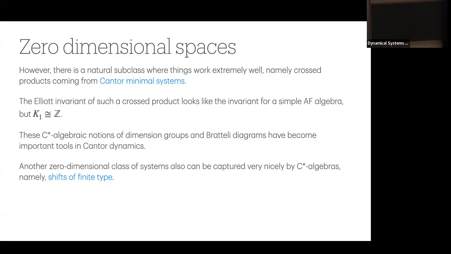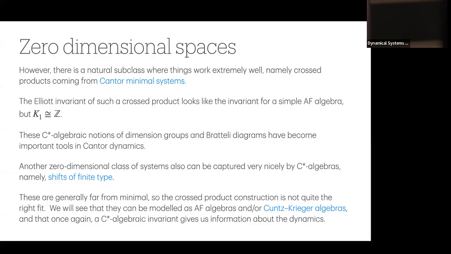So I've been talking mostly about minimal systems, but another zero-dimensional class of systems that can also be captured very nicely by C-star algebras are shifts of finite type. So here, these are far from being minimal in general, so the cross-product construction is not what we want, because we ultimately would prefer to have things that are simple or close to being simple. But it turns out that we can do nice models of shifts of finite type by either AF algebras or something called Cuntz-Krieger algebras.